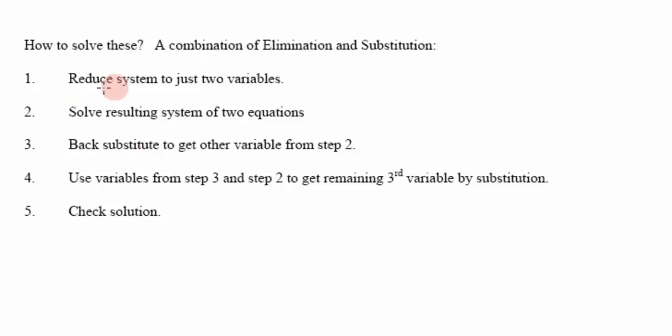Well, here's a combination of elimination and substitution to do that. So first step, reduce the system to just two variables. So check the whole system out and see which is the easiest variable to eliminate, and eliminate that variable and reduce the whole system to two variables. Second thing, solve the system of the two equations. So then you'll have two equations with two variables, so solve each system. Third, back substitute to get the other variable, and 4, check the variables from step 3 and step 2 to get the remaining third variable through substitution, and then check the solution. Alright, let's do one, and you can see how that all plays out.